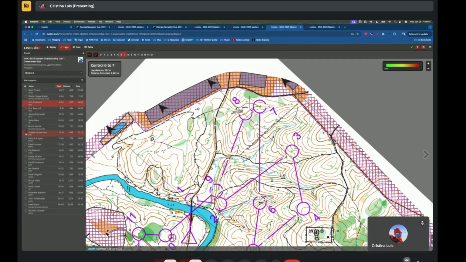And I'll tell you what I didn't do: I was trying to leave the green to the left side, but as you can see, I went right through it. It was brutal, all the ups and downs.